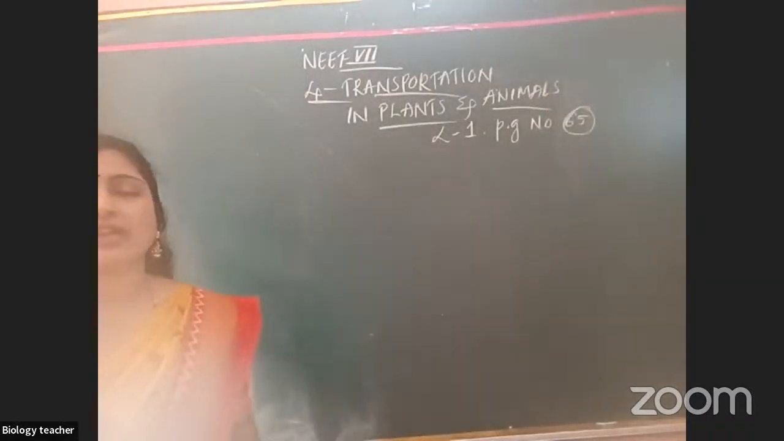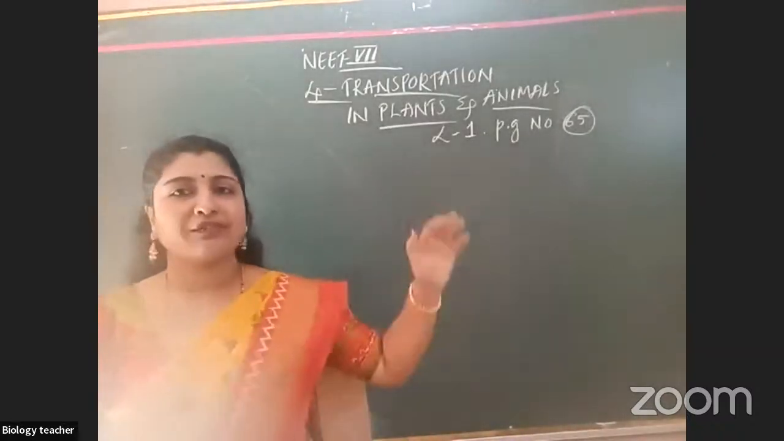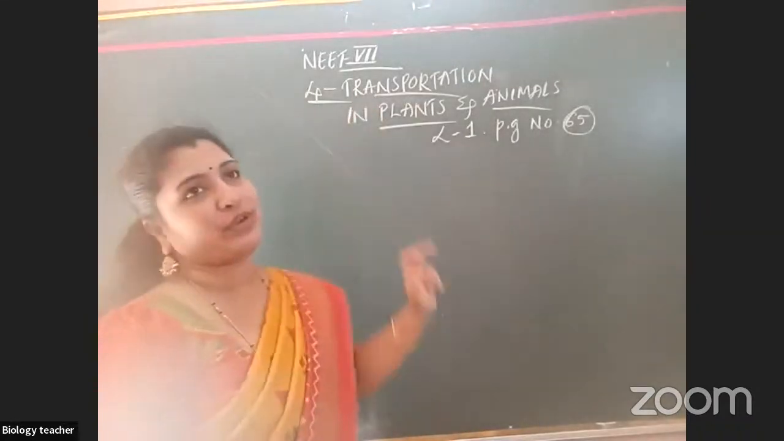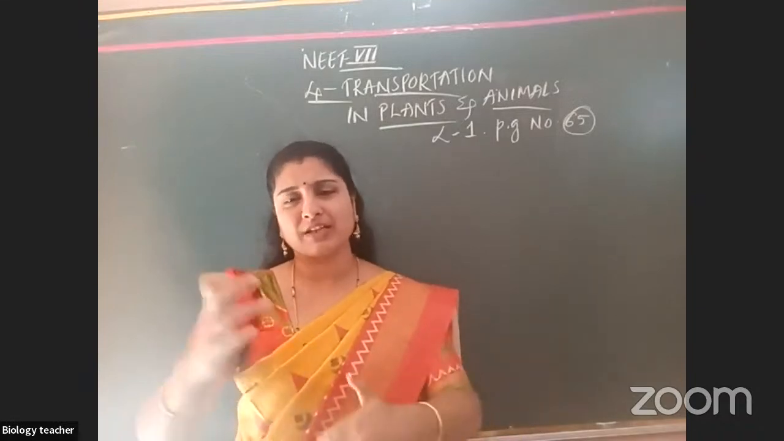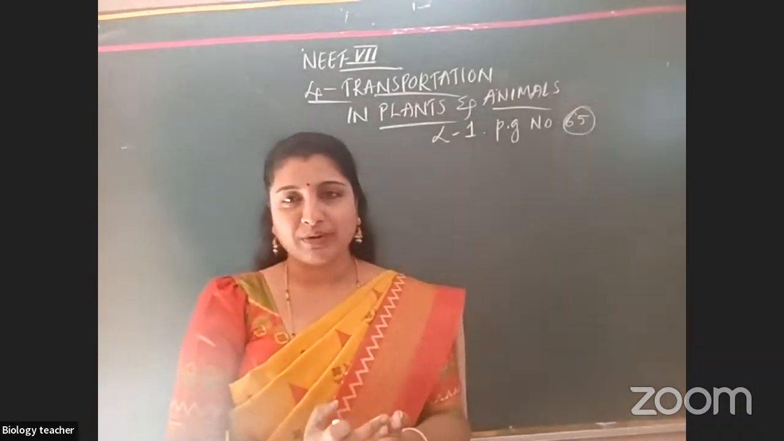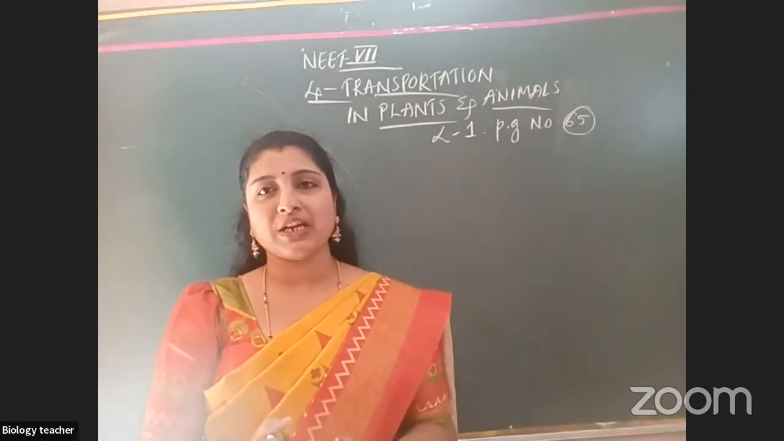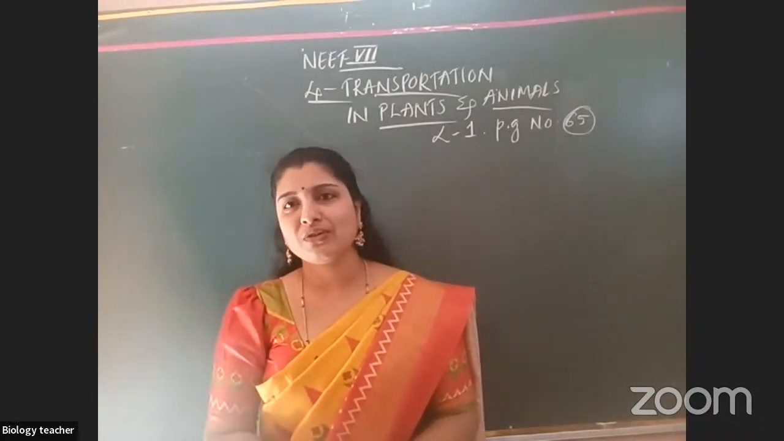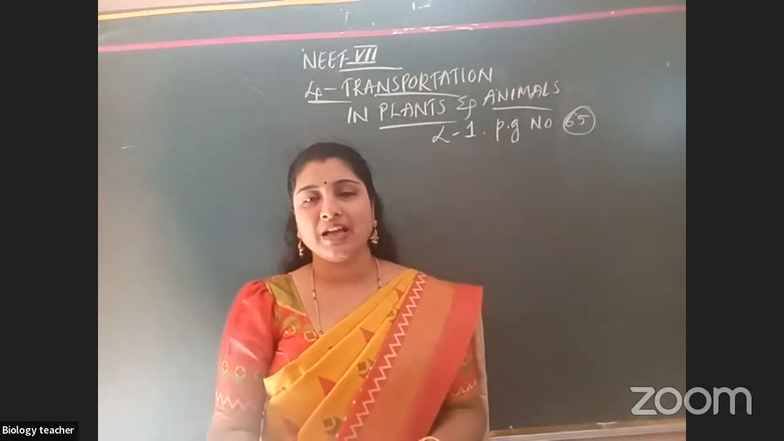Page number 65. Before entering into the chapter, let us know the definition and the general things about transportation. You all know what transportation means: moving from one place to another place. We have different means of transportation like road transportation, air transportation, water transportation. Generally we also use some animals for transportation, like donkeys, horses, bullock carts.